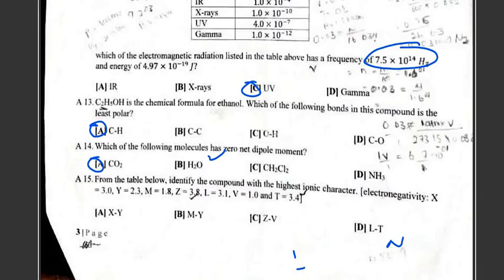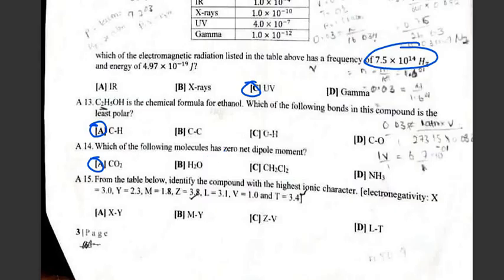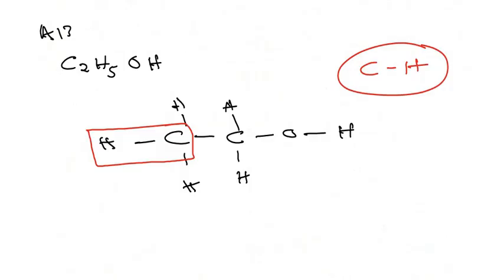Then A15. From the table below, identify the compound with the highest ionic character, given these electronegativities. This is something I gave in one of the videos when we were discussing chemical bonding, and also when I was explaining the trends of the periodic table when it comes to electronegativity. So you are given a box. There's X, which has electronegativity 3. You have Y, which is 2.3. You have M, which is 1.8.